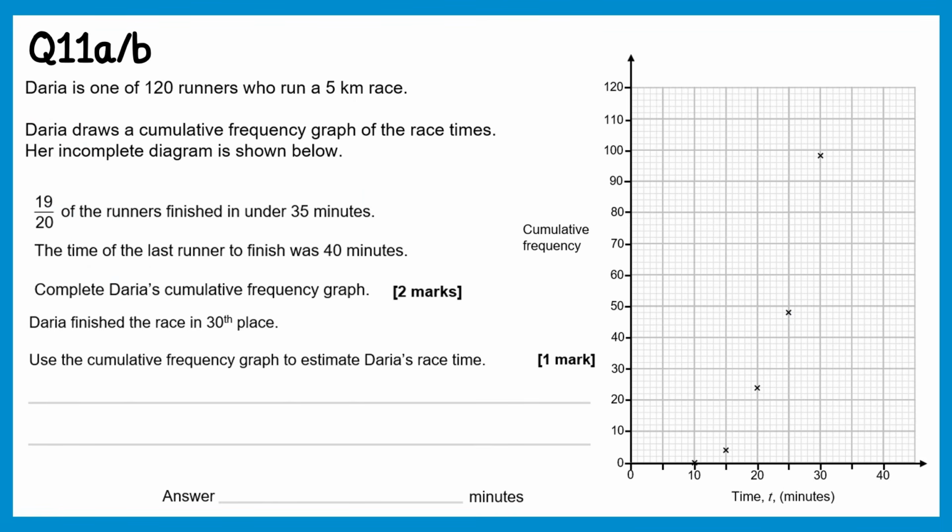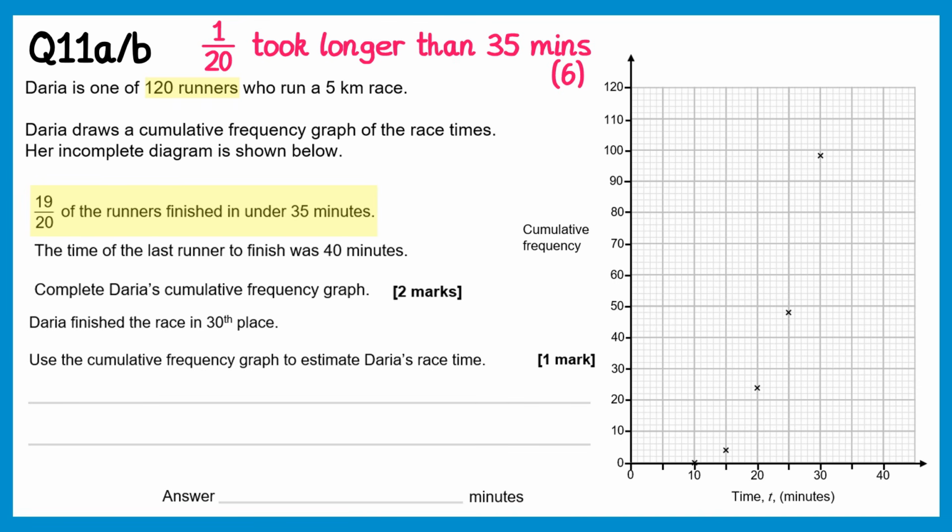In this question, we're told that 19/20ths of the runners finish in under 35 minutes. This means that 1/20th of the runners took longer than 35 minutes. Now there are 120 runners, so we can find 1/20th of 120 by dividing by 20. 120 divided by 20 is 6, so 6 runners took longer than 35 minutes. And if there are 120 runners in total, 120 take away 6 is 114. So 114 of the runners finished in under 35 minutes.